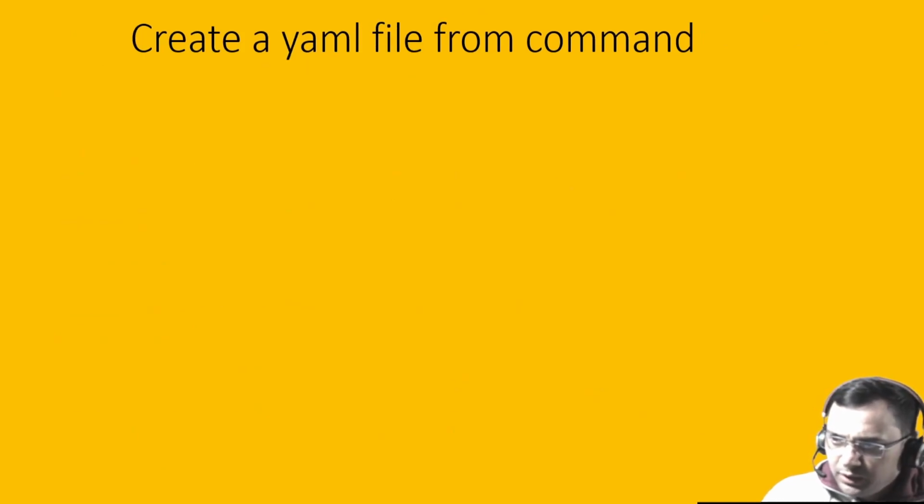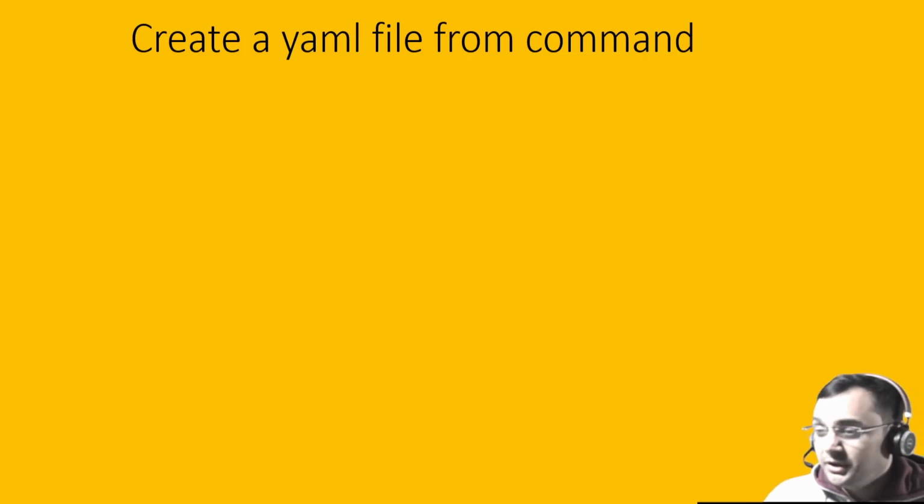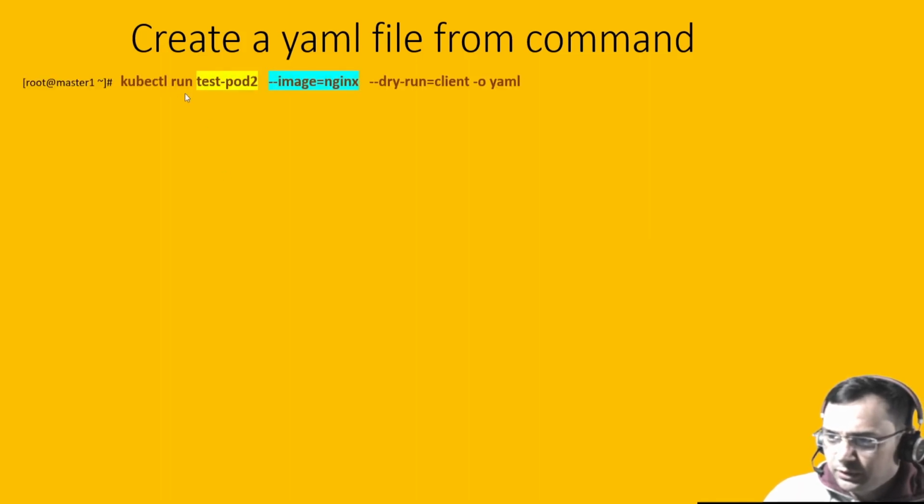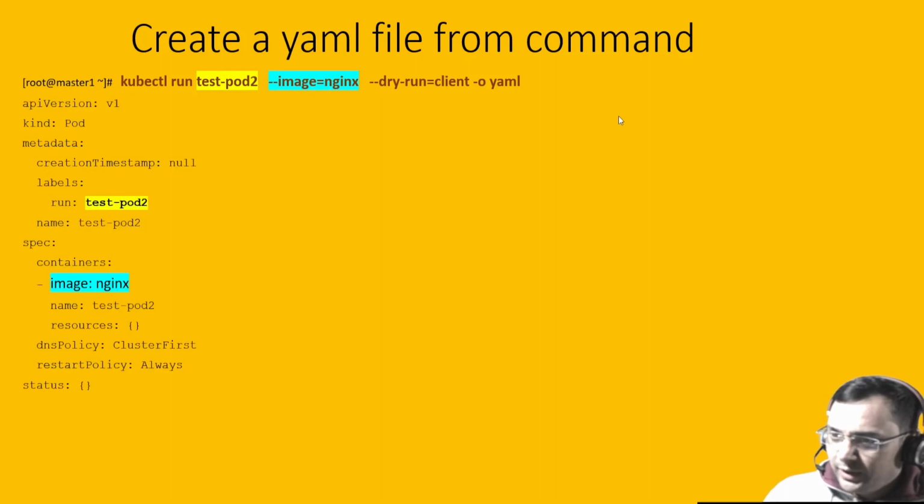Creating a YAML file from the command line. Yes, we can also create a YAML file. It is not necessary that we always go to the kubernetes.io website to copy the YAML file. We can also create the YAML file from the command itself. Here I'm using kubectl run test-pod2 --image, then --dry-run, and then -o for output. Output is YAML. When I execute this command, I will get this YAML format. You can see test-pod and the image is nginx that I have mentioned here, image=nginx.